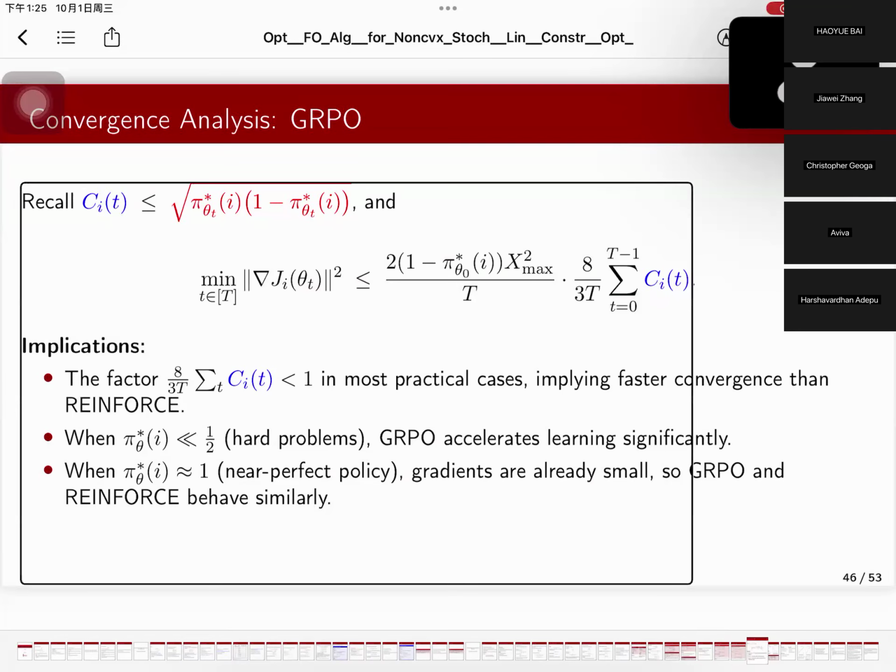Sorry, this page is for GRPO. We show that this one-step decrease depends on 1 over the variance times the squared gradient norm. So if the variance is small, then we have more decrease. If the variance is large, we have a relatively smaller decrease. And if we have small variance, GRPO can be much better than REINFORCE, because for REINFORCE, the decrease is fixed.